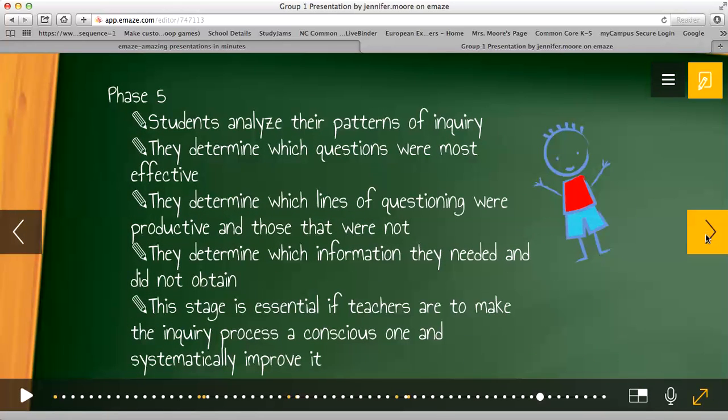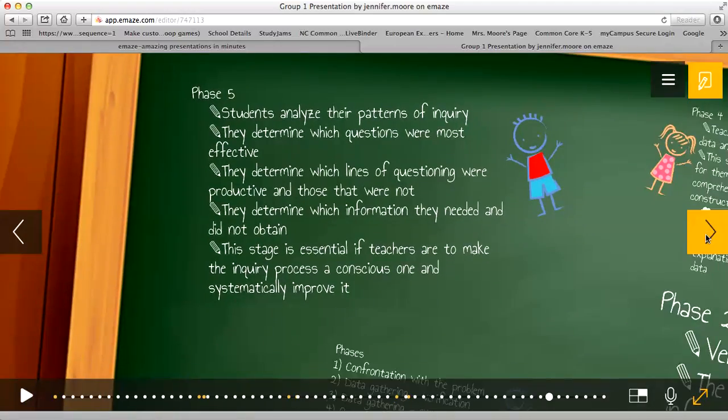In Phase 5, students analyze their patterns of inquiry. They determine which questions were most effective. They determine which lines of questioning were productive and those that were not. They determine which information they needed and did not obtain. This stage is essential if teachers are to make the inquiry process a conscious one and systematically improve it.